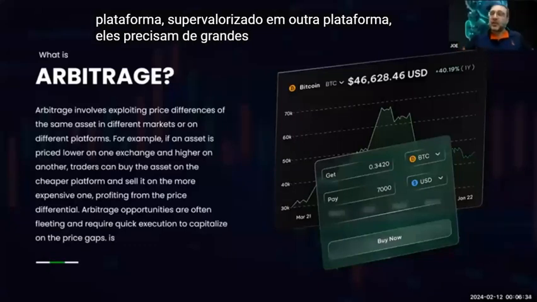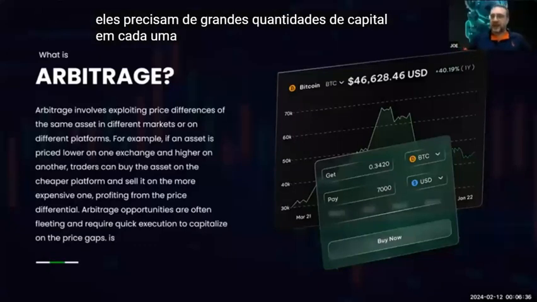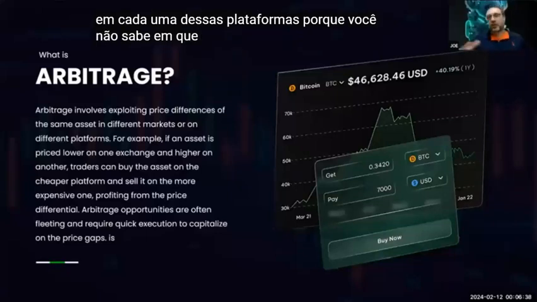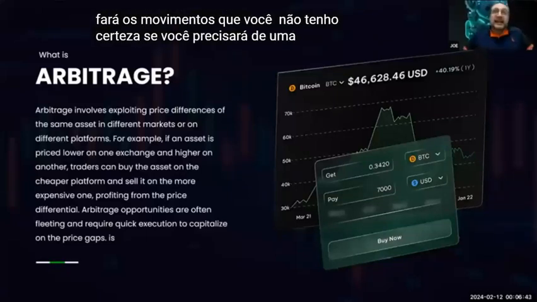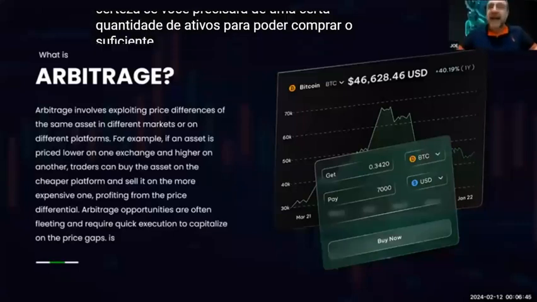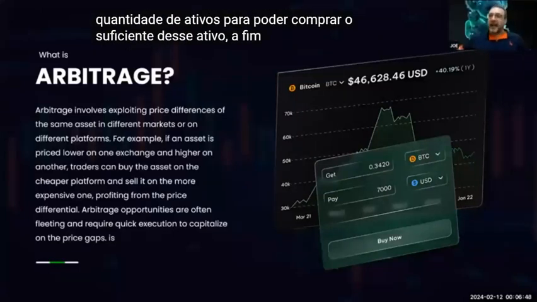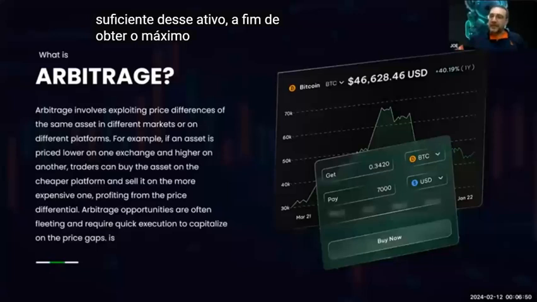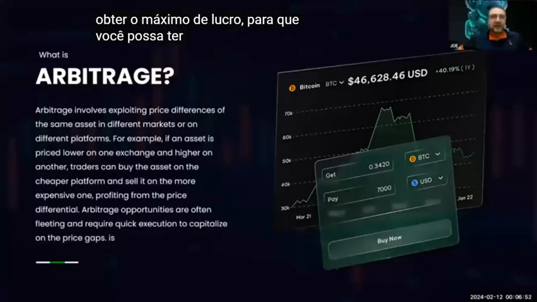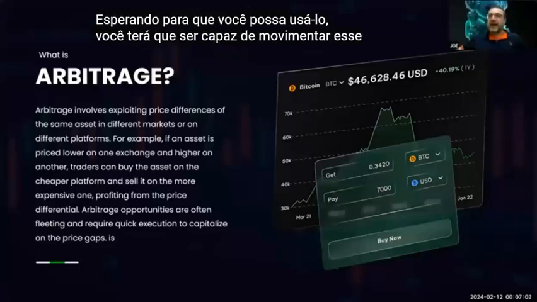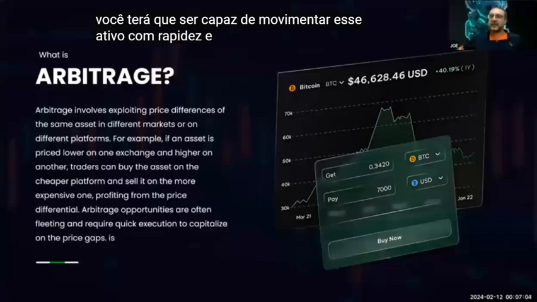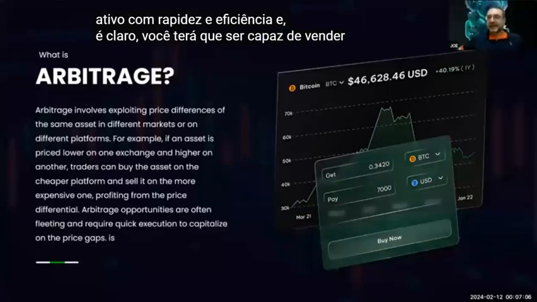They then need huge amounts of capital on each of these platforms because you don't know which direction you're going to be making the movements. You're going to need a certain amount of assets to be able to buy enough of that asset in order to make the maximum amount of profit. So you could have maybe thousands of dollars just sitting on each platform, ready for you to be able to use. You've then got to be able to move that asset quickly and efficiently. And then, of course, you've got to be able to sell that asset.